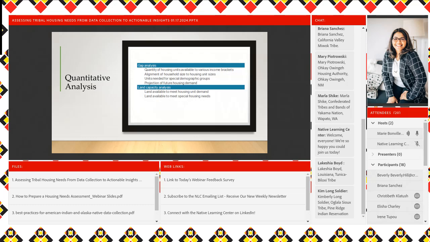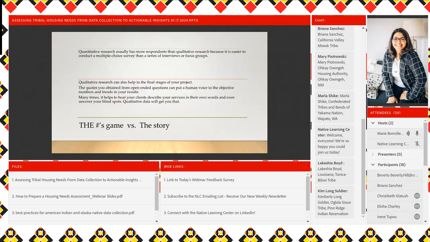Land capacity analysis, of course, you're working with land use to determine the available land to meet the housing needs that are available to you and what those costs would look like. The numbers game versus the story. This one's tough because in Native communities, you want a story to be told rather than just the pure numbers.